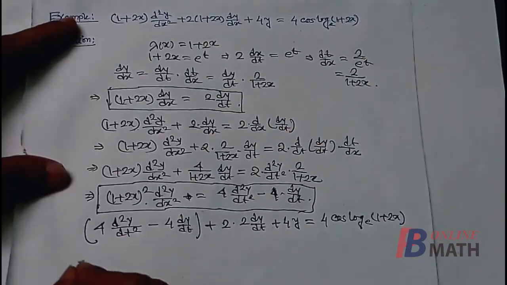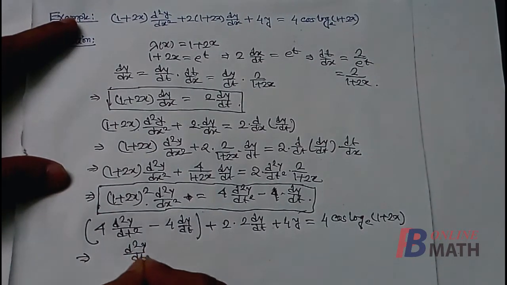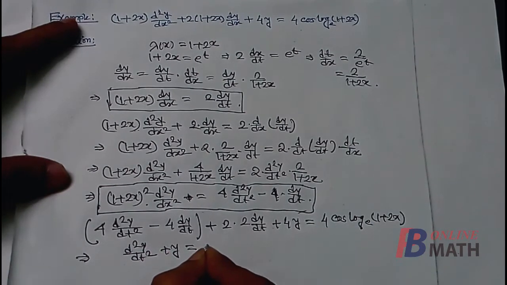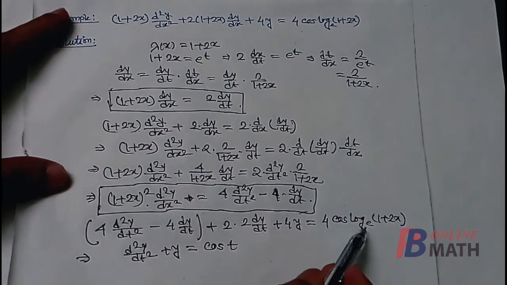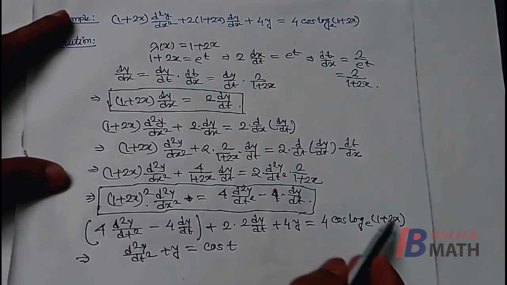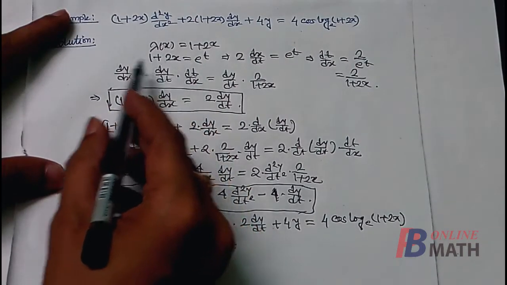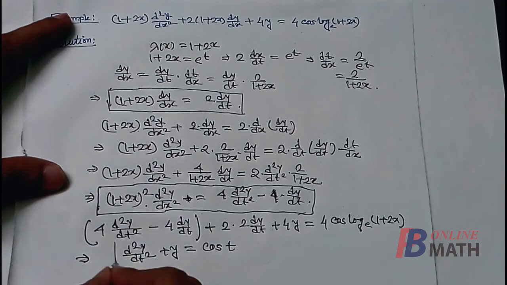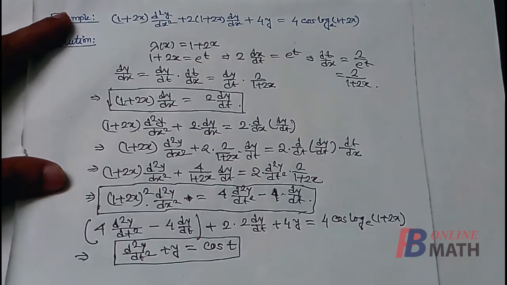After simplification, it becomes d²y/dt² plus y equal to cos t, because log base e of (1 + 2x) is nothing but t. If we take the logarithm with base e, then log of (1 + 2x) is equal to t. So this is our converted equation, and this is nothing but the equation having constant coefficients.